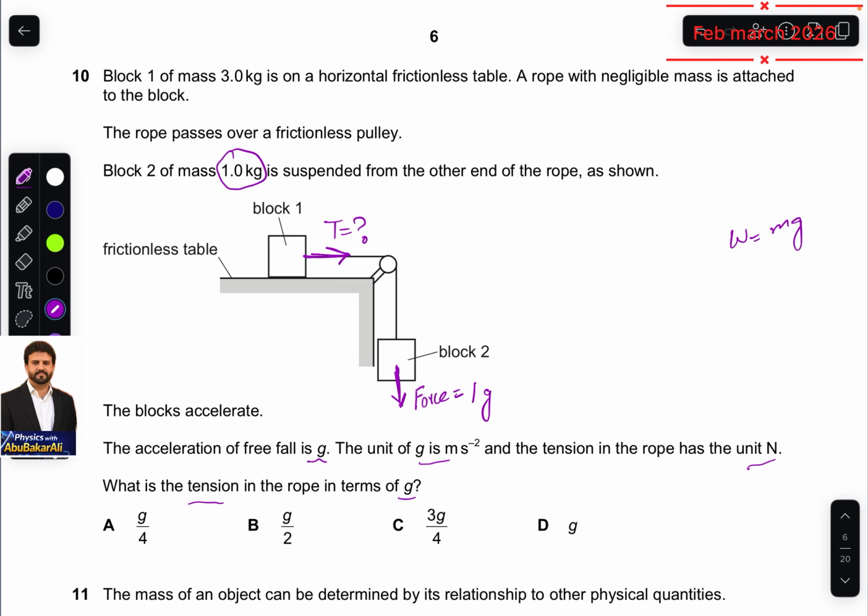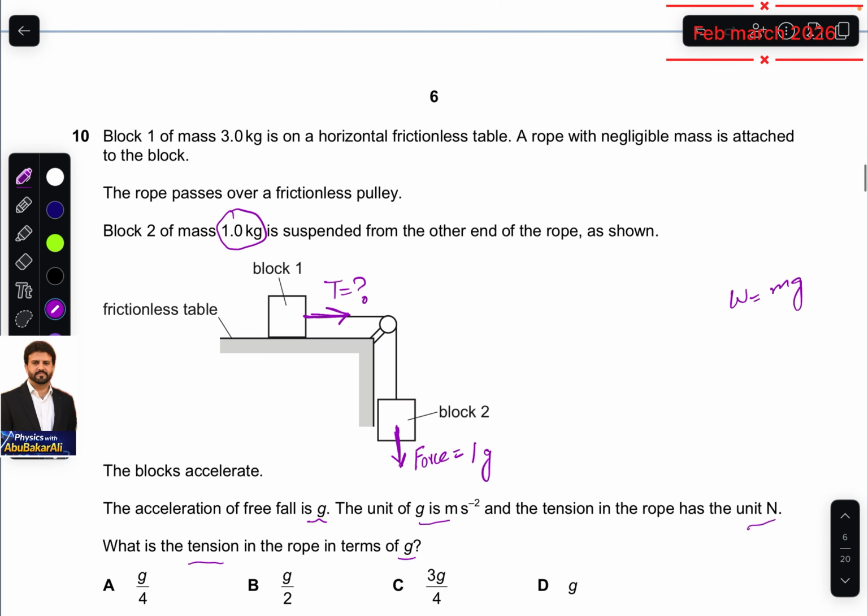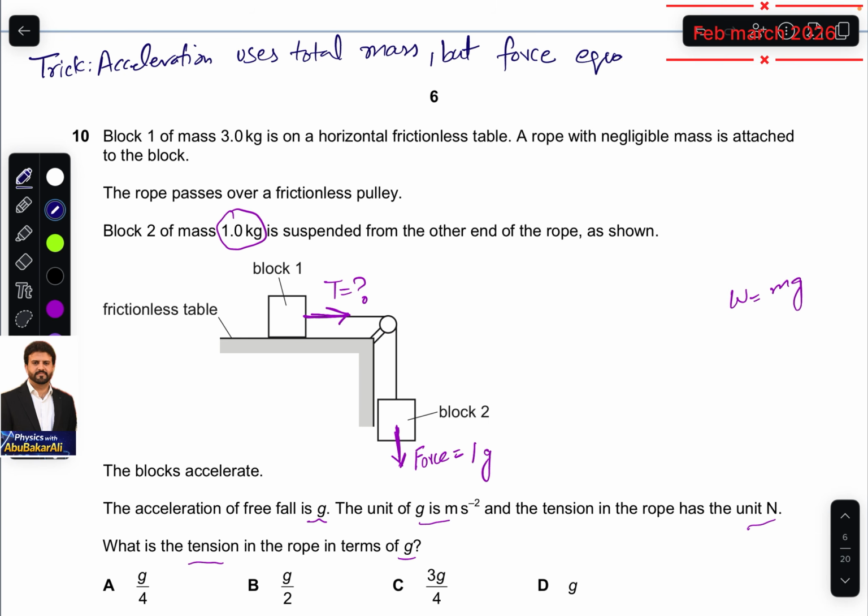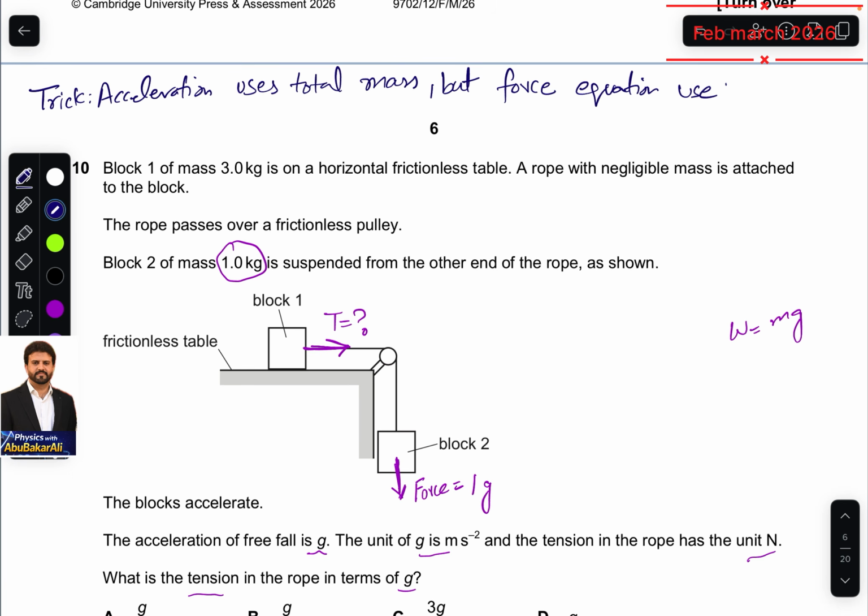There are a few points that I want you to write down for your exam. The basic trick that you need to keep in mind: acceleration uses total mass. When you have to find the acceleration, you have to deal with both the masses. But forces, the force equation, use individual mass. This point will be clear to you when I solve this problem.